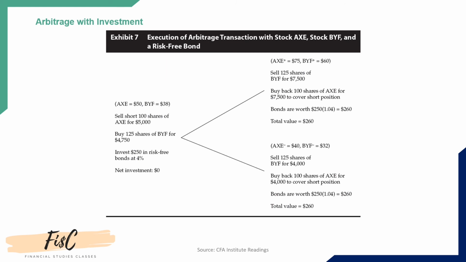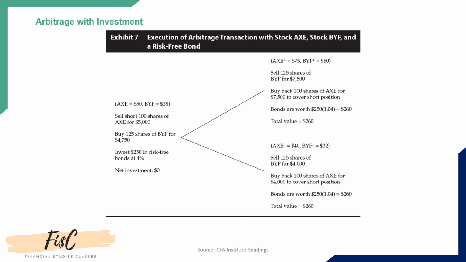Now in the next period, if the price goes up, BYF increases to 60. When we sell it, we will get $7,500. If we look at the position of AXE, to cover that short position, we have to pay 7,500, 75 times 100, which we have already earned from the sale of BYF. So the position is covered and we still have a bond investment of $250, and that increased up to $260. So the net profit in this case is $260 without investing any money.